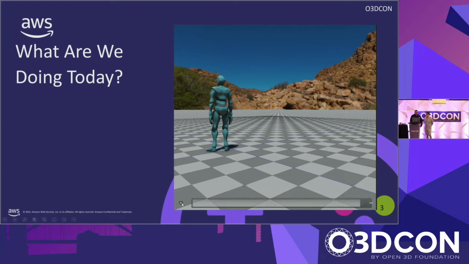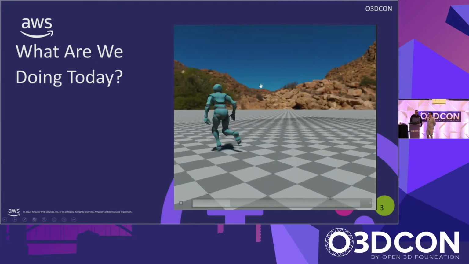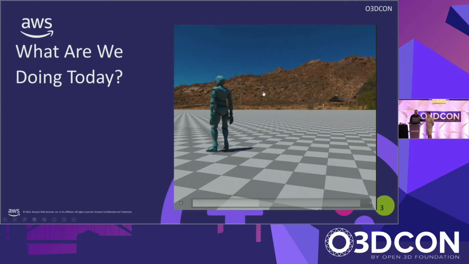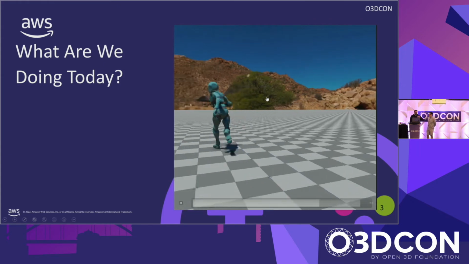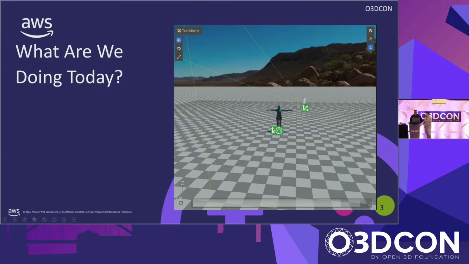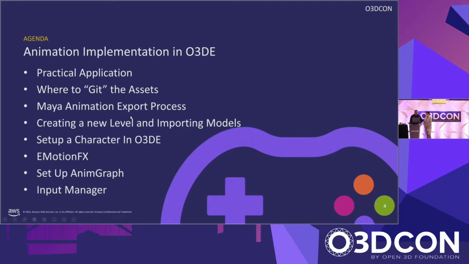So what we're going to do today is essentially this. We're going to create this project together. We're going to drive it using the WASD keys, and we're going to trigger different movements and blends and all this other good stuff. It's just a little example of what we're going to be covering.